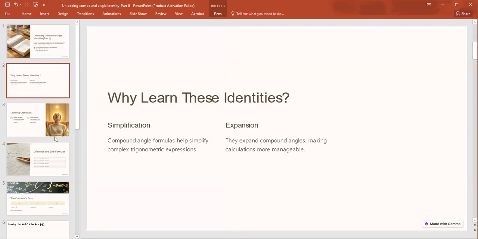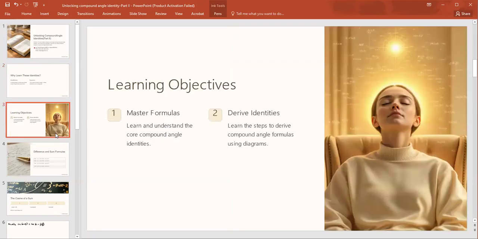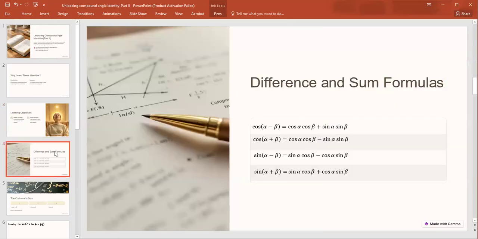So, throughout this video, we're going to achieve two learning objectives. Firstly, at the end of this session, you're encouraged to master the formulas. You have to learn and understand the core compound angle identities. You're also encouraged to learn the steps in deriving this compound angle formula. Remember that in our previous video, we showed you how to derive cosine of alpha minus beta is equal to cosine of alpha times cosine of beta plus sine of alpha times sine of beta. So throughout this video, we will derive the remaining three compound angle identities, as you can see on the screen.